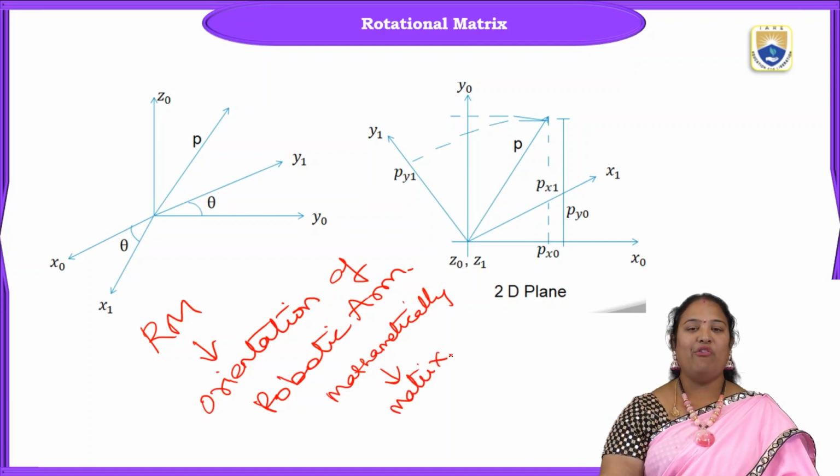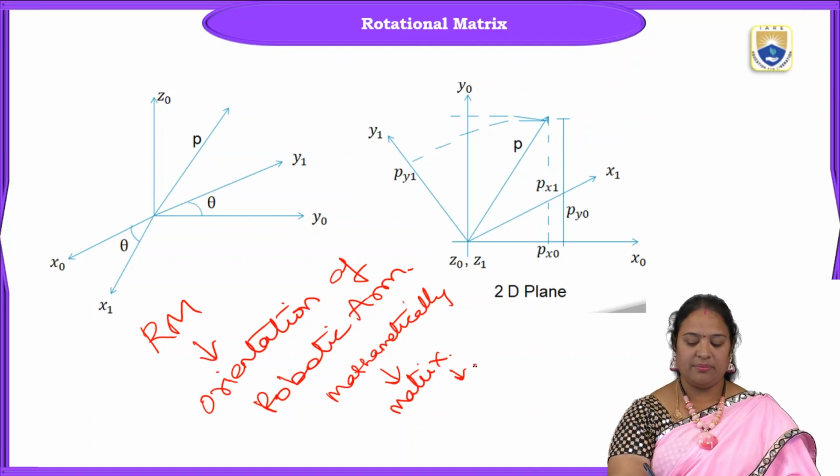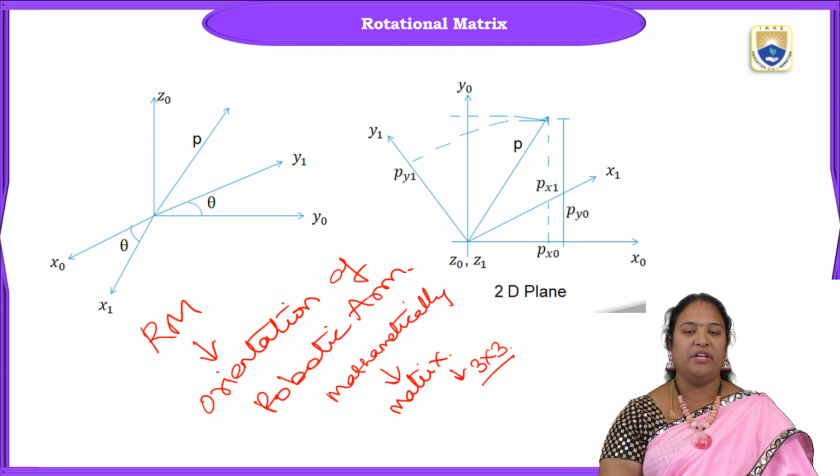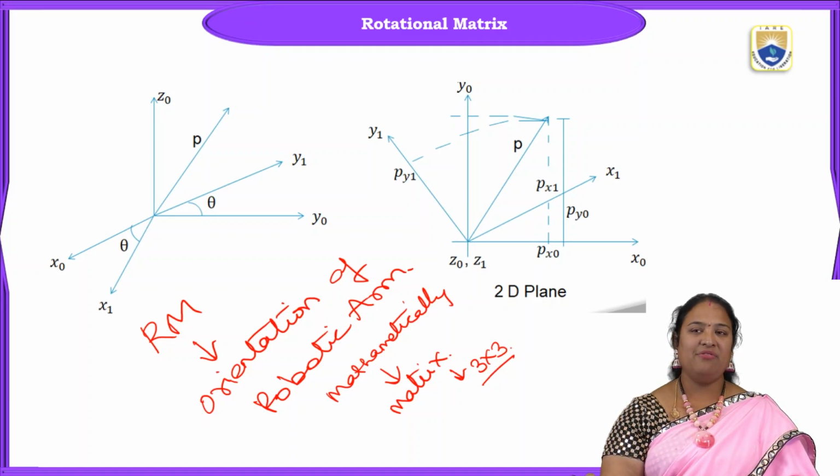The orientation or the position of the robotic arm is represented mathematically in the form of a matrix. Generally, this matrix will be a 3x3 matrix. Why are we taking a 3x3 matrix? What is the consideration of a 3x3 matrix?